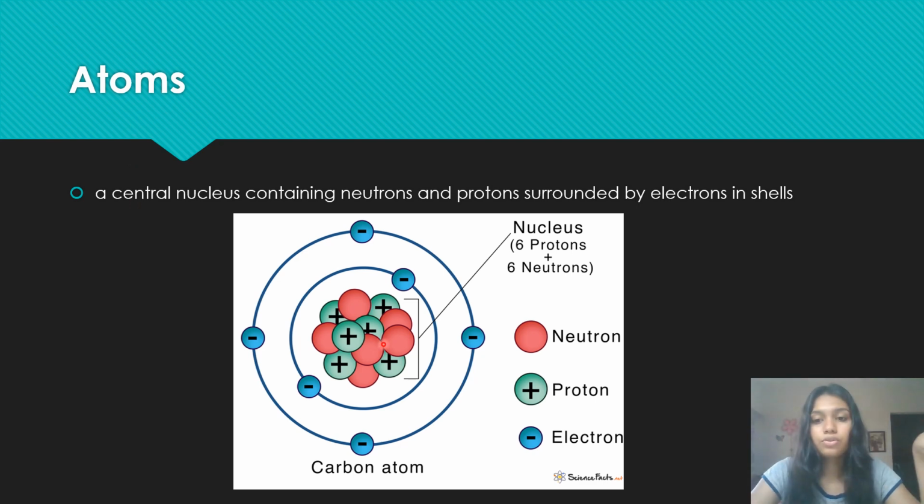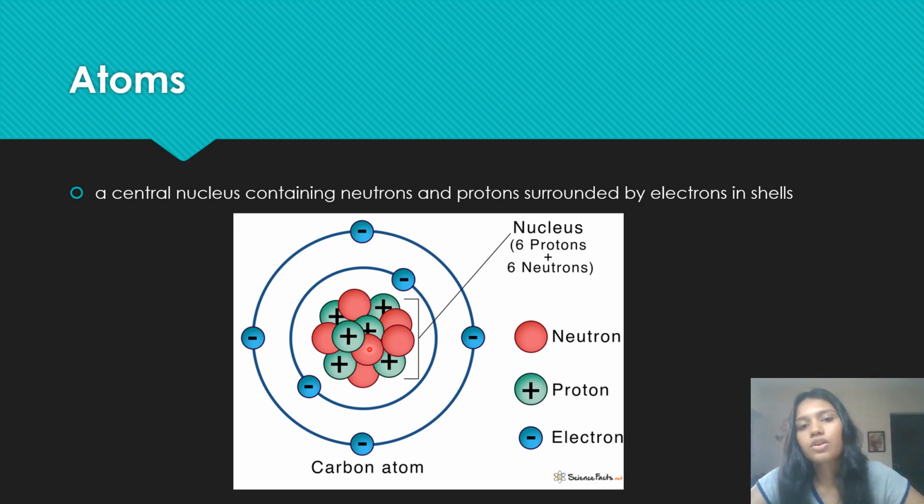So basically there was a theory that said that the atom is the smallest particle that makes up the universe. But then we found out that atoms are also made up of subparticles. So we're going to look into that now. An atom has a central nucleus that contains neutrons and protons, surrounded by electrons in shells.